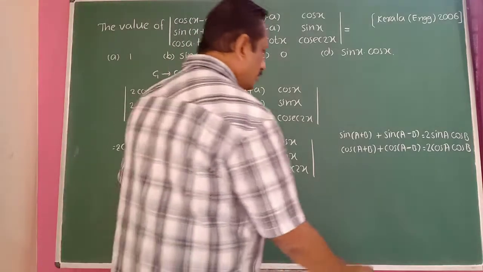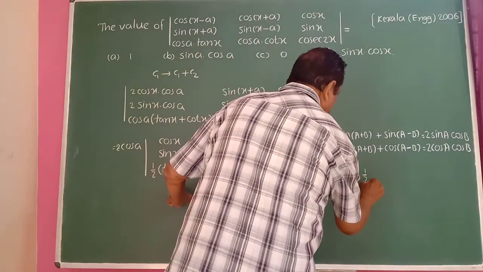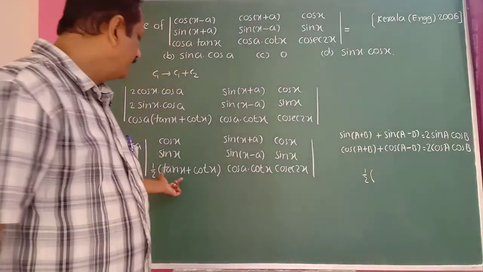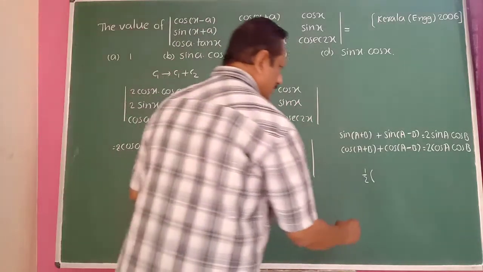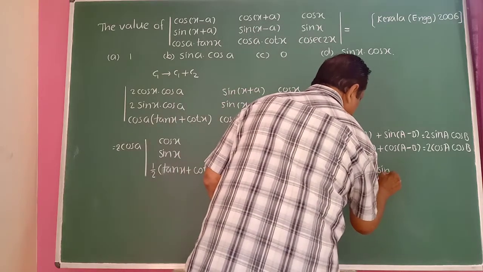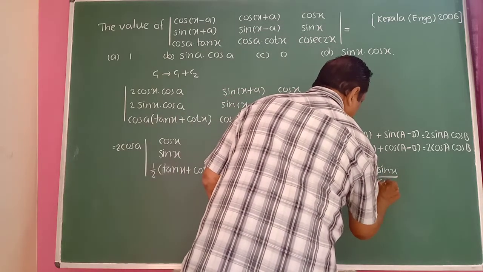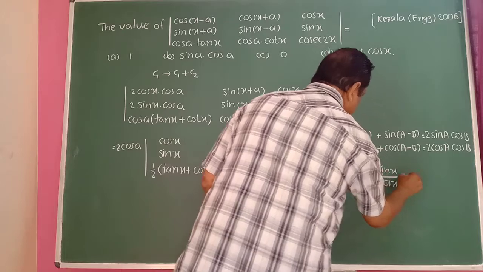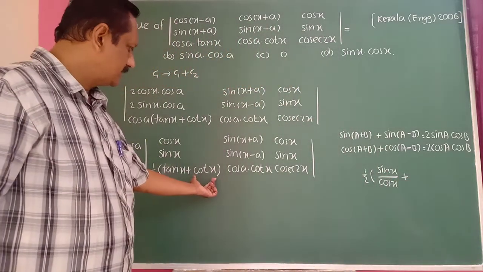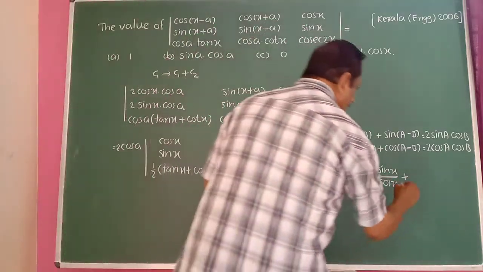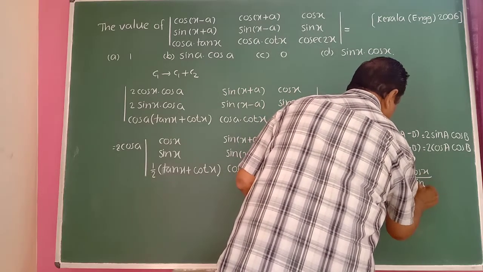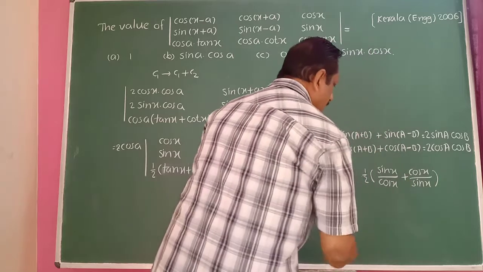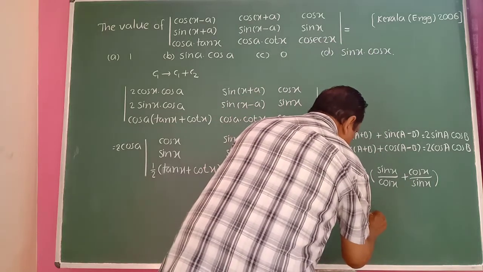So 1 upon 2 into, you know the tan formula, tan is sin by cos. So sin divided by cos here, then plus. And cot of x is cos by sin, so cos divided by sin of x. Therefore 1 upon 2 here.